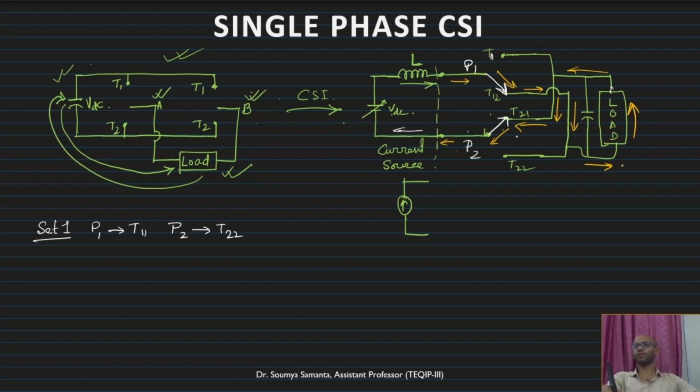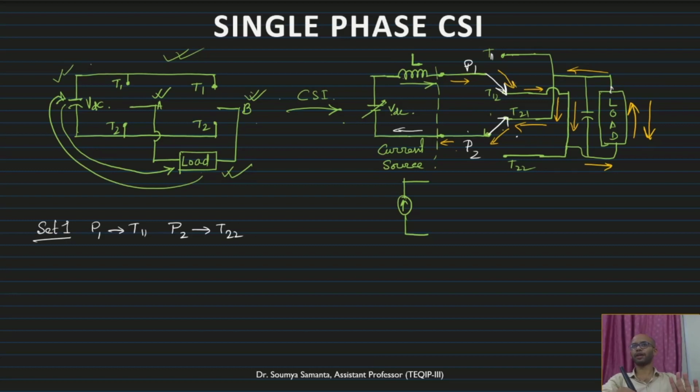So this is the other case. Previously, what was the direction of the current? This one. Now what is the direction of the current? Opposite. The direction of current is changing, but where is it changing? In the load, the direction of current is changing. Now what is happening with the switch? We have to design the switch again.